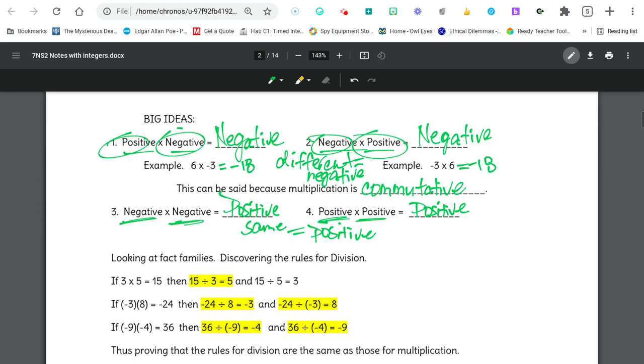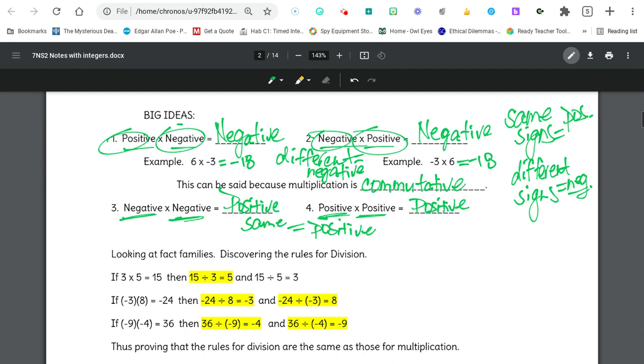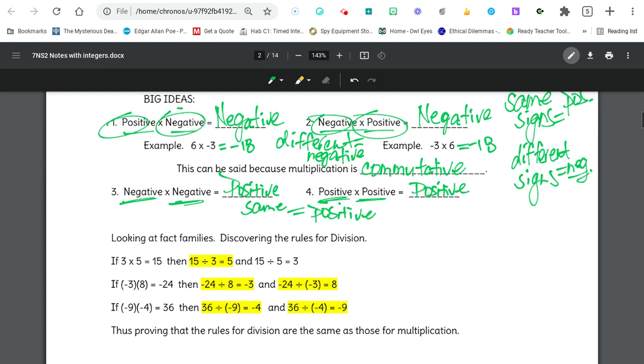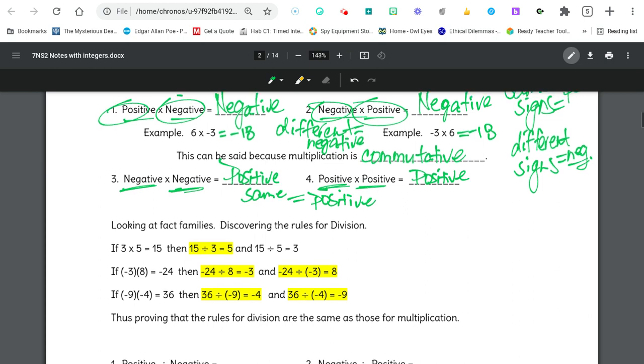I'm going to show you why it works for division, guys. I'm going to go back and write same signs was POS, which stands for positive. Different signs is going to be negative, NEG, negative, okay? Why does it work for division? So you got to go all the way back to elementary school, like, I don't know, maybe second grade, maybe third, when they teach you fact families.